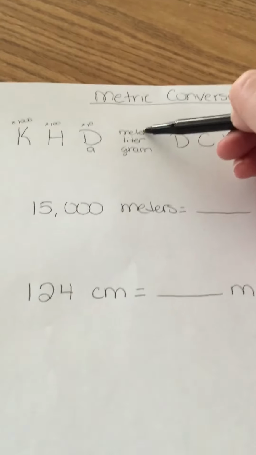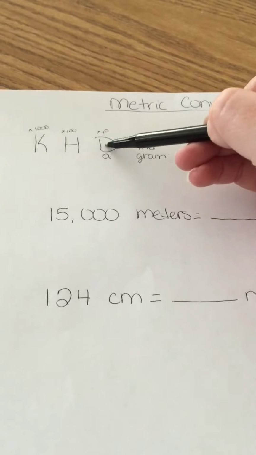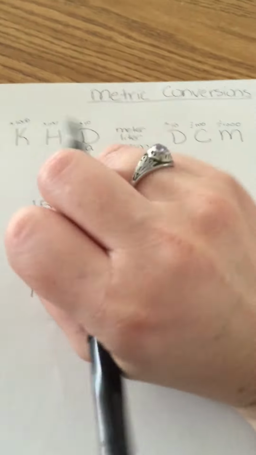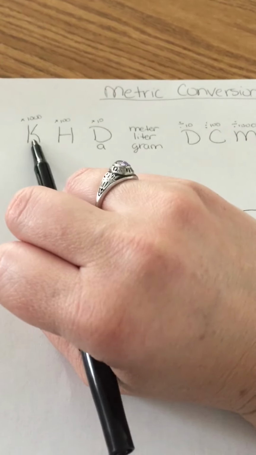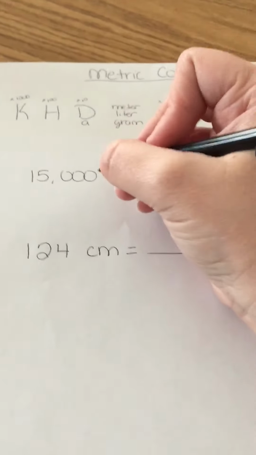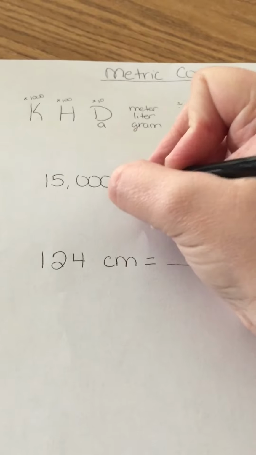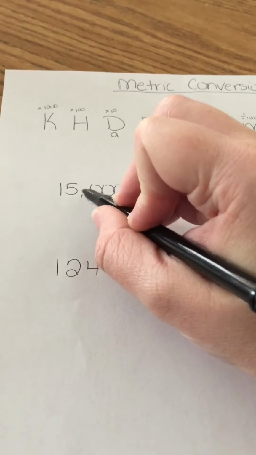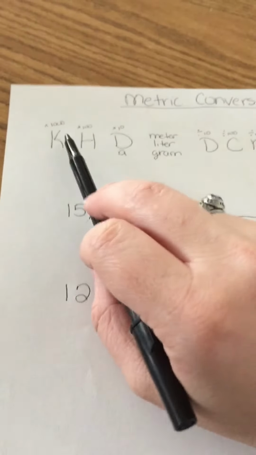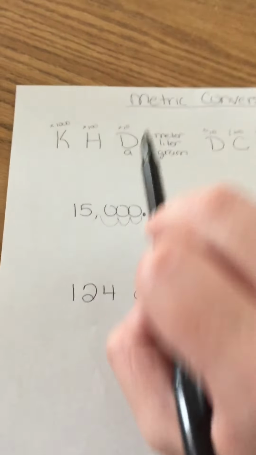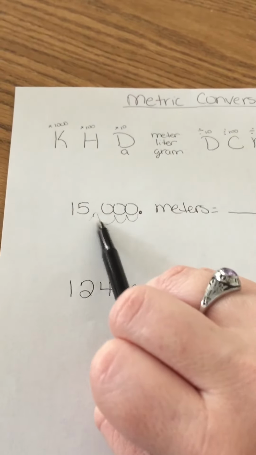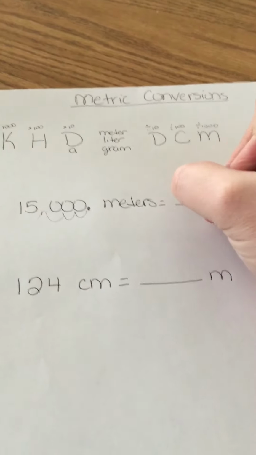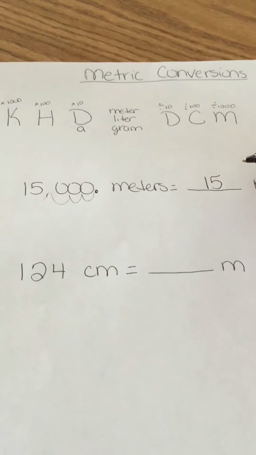Well, what I can see on this chart is that kilometers is 1, 2, 3 spaces to the left of meter. So what I can do is take my decimal point at the end of my whole number and move it back 1, 2, 3 spaces to the left. Since kilometer was 3 spaces to the left of meter, I move my decimal point 3 spaces to the left, which gives me a result of 15.